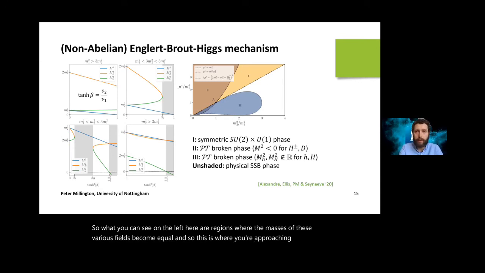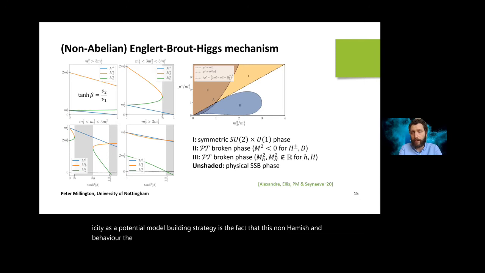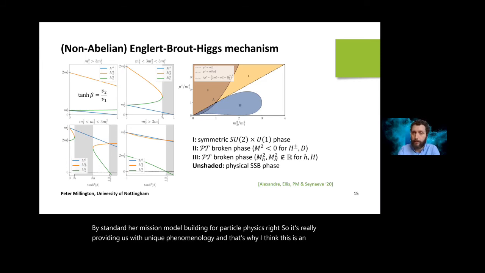I think one of the key things of using non-Hermiticity as a potential model building strategy is the fact that this non-Hermitian behavior, the appearance of exceptional points, and the parametric dependence of observables on, for instance, the masses as we approach those exceptional points cannot be reproduced by standard Hermitian model building for particle physics. Right? So it's really providing us with unique phenomenology. And that's why I think this is an interesting direction to take.